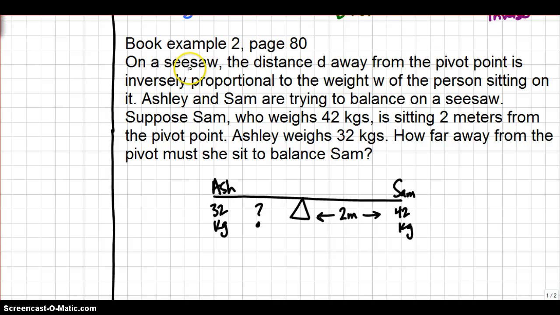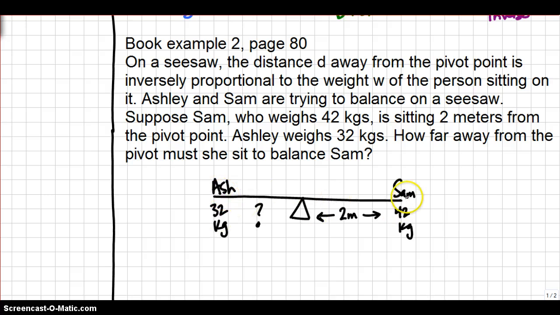On a seesaw or a teeter-totter, the distance d away from the pivot point is inversely proportional to the weight W of the person sitting on it. Ashley and Sam are trying to balance each other as they sit on the teeter-totter or the seesaw. Suppose Sam weighs 42 kilograms and is sitting 2 meters away. Ashley weighs 32 kilograms. How far away should she sit from the pivot point so that she can balance Sam?